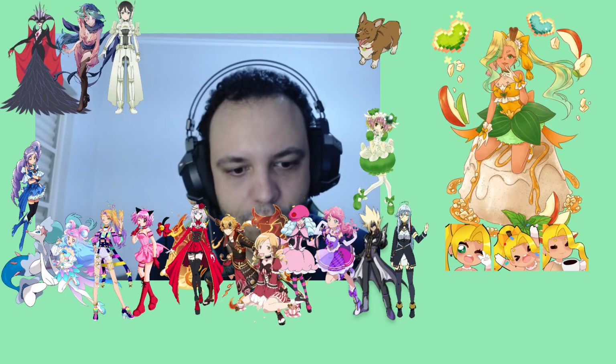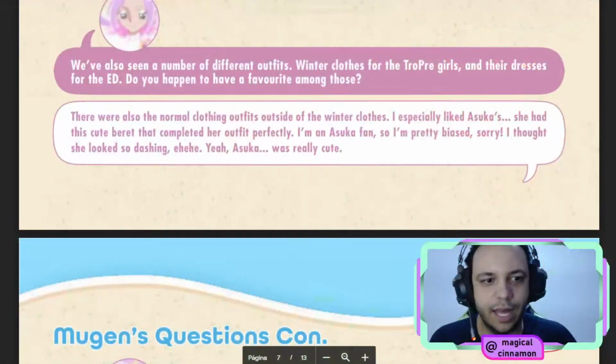Well, we can go to the outfit ones from Mugen. Mugen asks, we've also seen a number of different outfits. Wait, let me find it. Okay. Which page is it? Can you see it? Page 7, I think. Yeah, page 7. Last one. Okay. Go ahead.